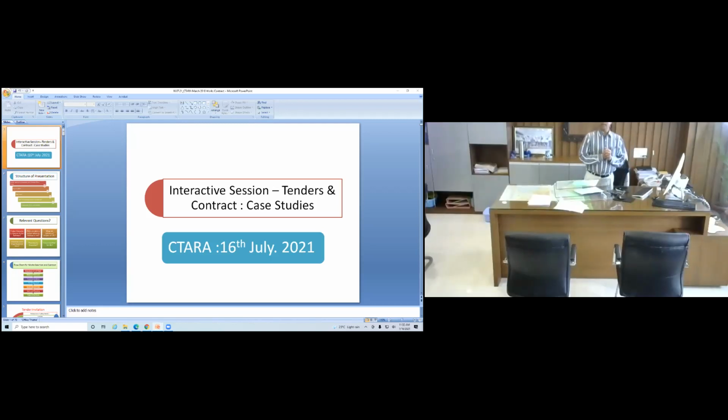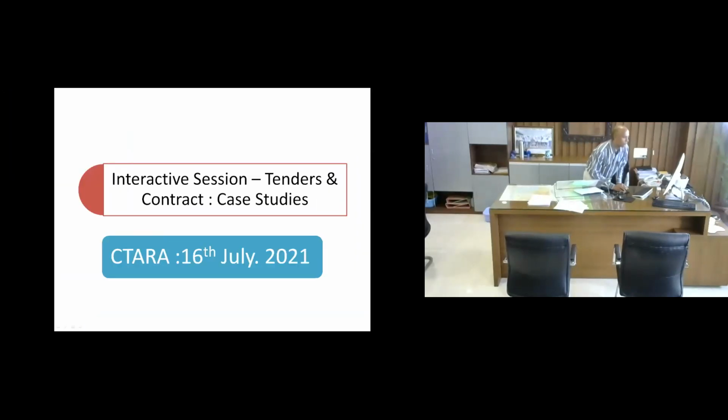Okay. So I think instead of giving you codal provisions and then reading out and then asking you to see para so and so of engineering code, para so and so of business manual and all, I have mainly structured the presentation like this. Let me go to presentation mode so that it is a little more visible.